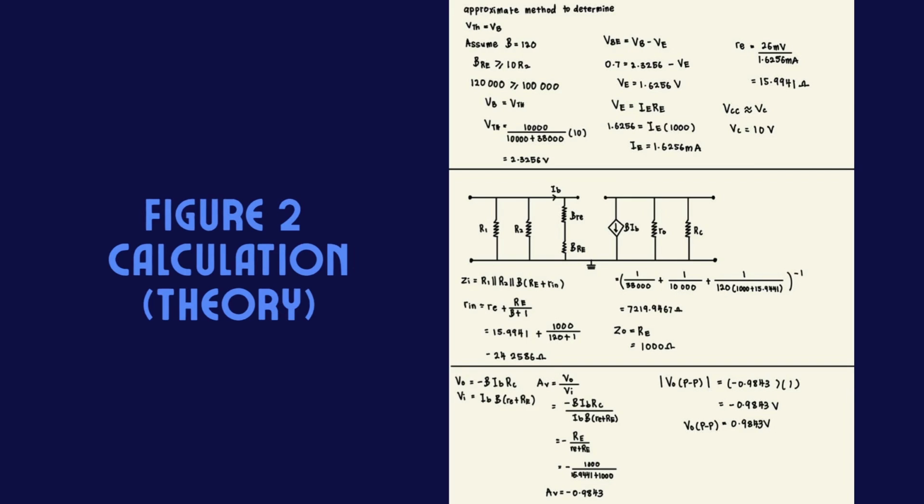So to find the AV, negative beta IB RC divided by IB beta RE plus RE. So we cancel out, we can get negative RC over RE plus RE. So the AV is negative 0.9843. So we can find the value of V out. So V out is 0.9843 volt.